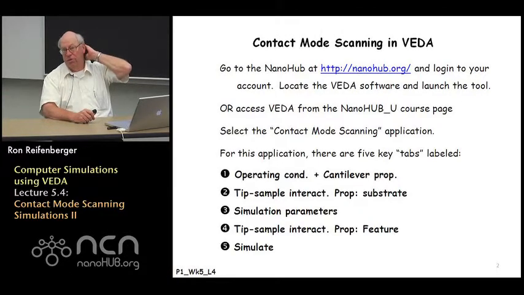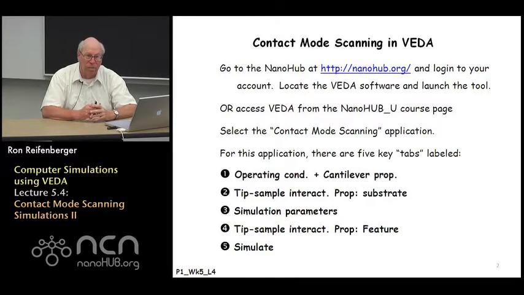The third tab gives you the simulation parameters that are appropriate for the particular calculations that you'll be performing. This basically tells VEDA how many data points you want to take and gives some information about how the simulations are performed. In this particular lecture, the most important tab, in my opinion, is the fourth, the tip sample interaction property features. Here we're actually going to specify localized features in the substrate that the tip will scan over. And then lastly, the fifth tab is the simulate tab. That's where the actual calculations are performed.